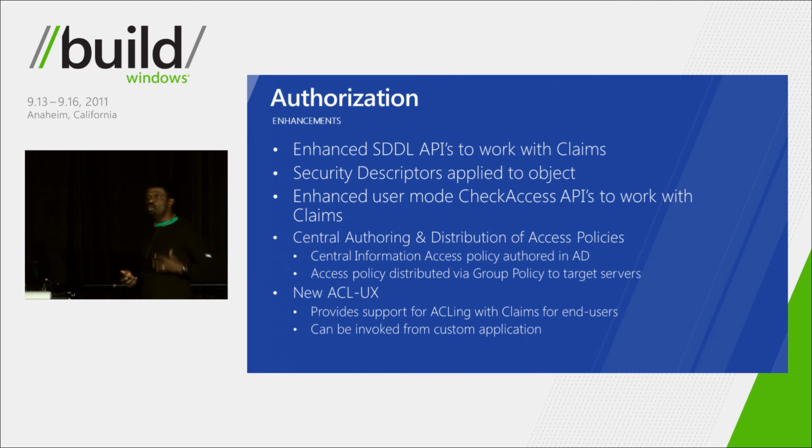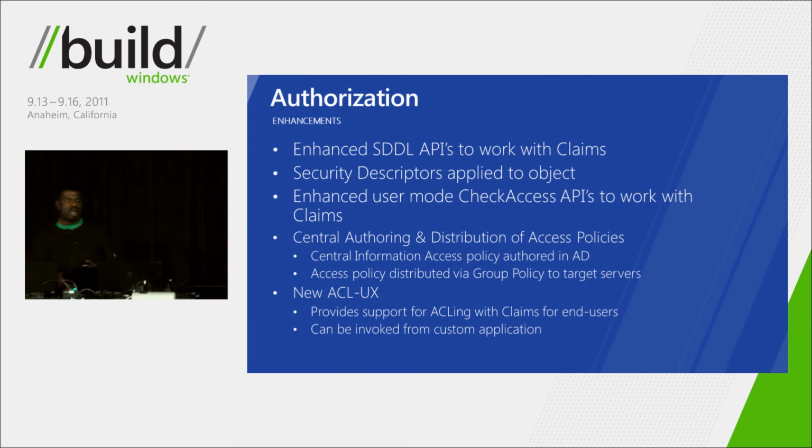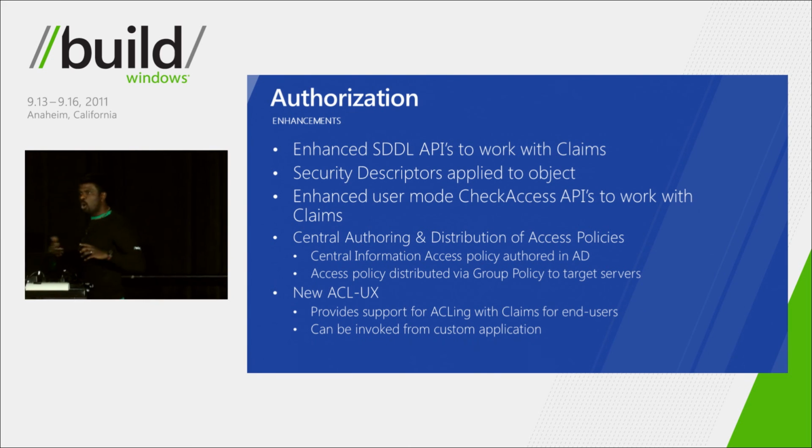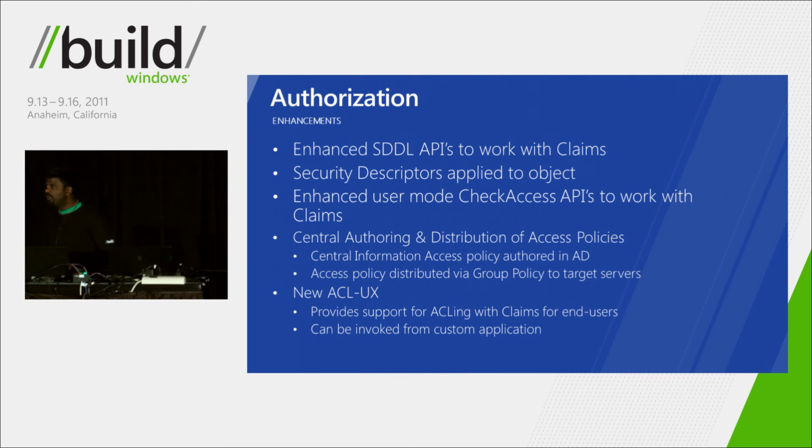We've introduced the notion of central authorization policies that can be authored in Active Directory and targeted to the necessary servers using group policy. This is a new capability available in Windows 8. Most of you have always seen the ACL UI if you've ACLed any objects in the past with Windows. We're also providing a new ACL UI, which you'll see in the demos later, which is totally enhanced, understands claims, and is also extensible so it can be called by our applications as well.